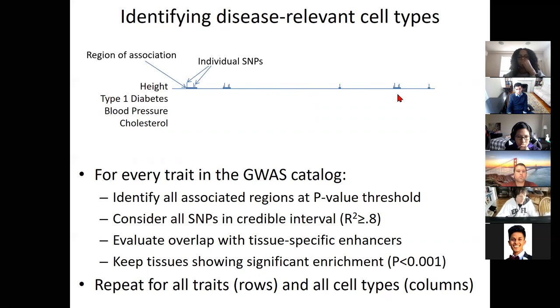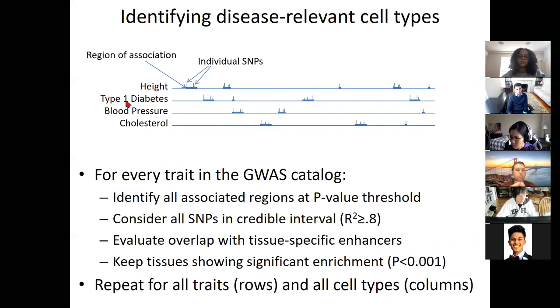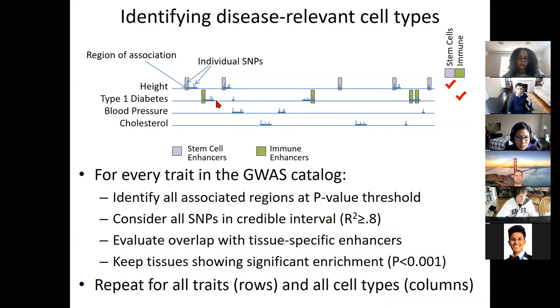And if you do this with height, you find certain locations in the genome are painted. If you look at type 1 diabetes, you find different locations in the genome. If you look at blood pressure, yet another set of locations. If you look at cholesterol, yet another set of locations. So every single genetic trait paints a different subset of the genome. And you can now come up with a different set of colors and ask which of those overlap enhancers that are active in stem cells, or enhancers that are active in immune cells, or enhancers that are active in heart, or enhancers that are active in liver.